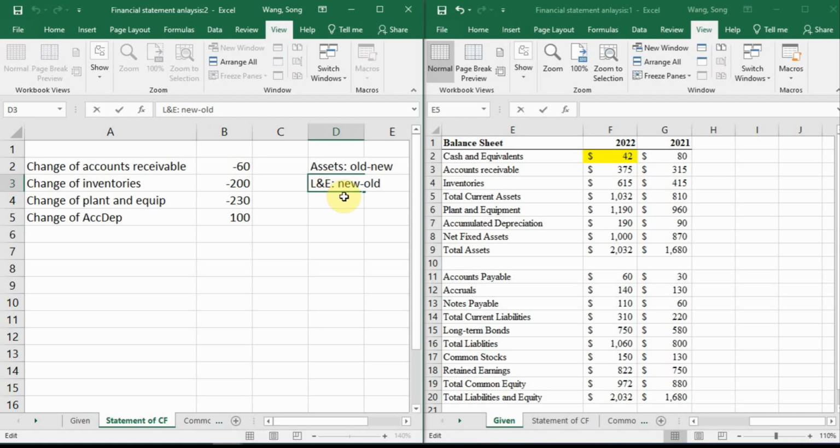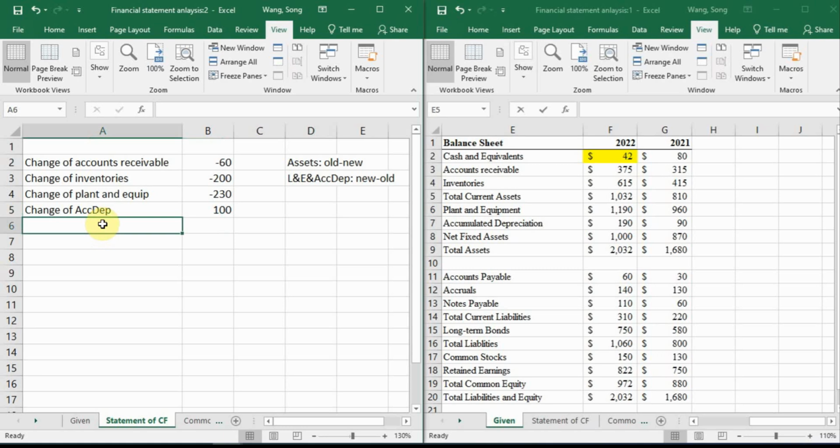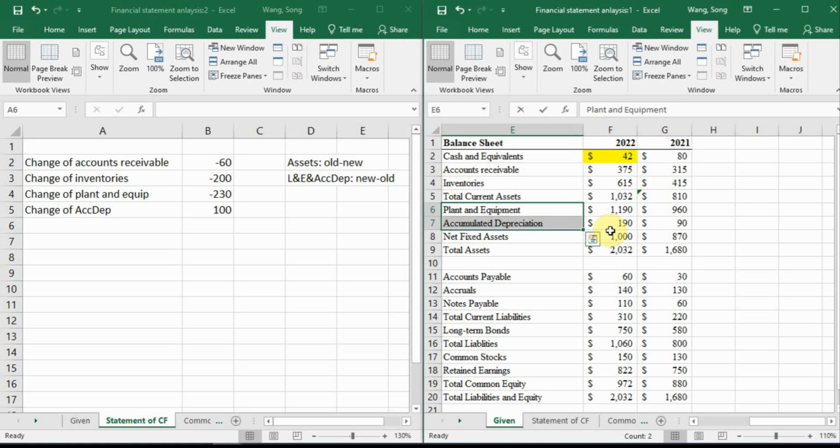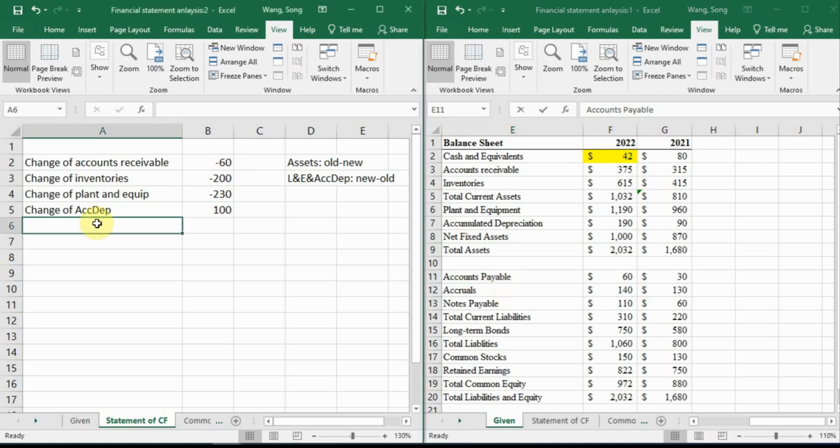And therefore, it's not just liabilities and equity that use the new minus old format, but also accumulated depreciation. Just put it here. And then if I keep moving, I have a net fixed assets, which is a summation of these two. And once again, I don't do sums. And total assets is another summation. I don't do it.